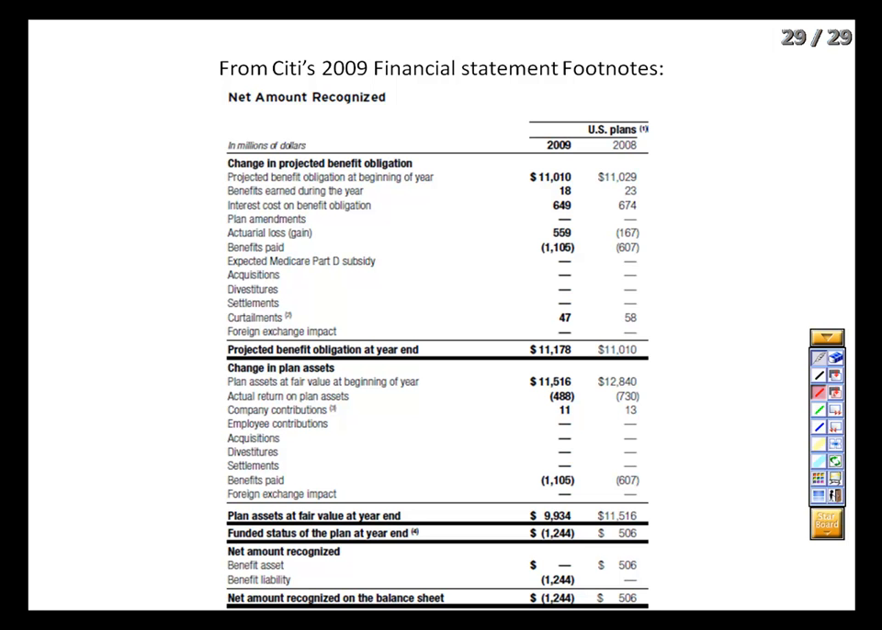In your notes, I have reproduced the footnote dealing with pensions from Citi's 2009 financial statements. Citi reported about $1.2 billion of pension liabilities on their balance sheet. That's a whole lot.